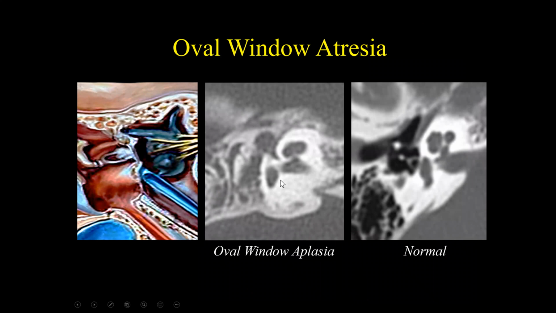Well, the next thing that can cause conductive hearing loss is if you have atresia of the oval window. We talked about small abnormalities involving the oval window with otosclerosis, but if the oval window was never formed, then obviously this can cause conductive hearing loss. On the right-hand side is the normal appearance of the oval window, and in the middle here is an example of oval window aplasia. We can see that there was never resorption of the bone in the region of the oval window.